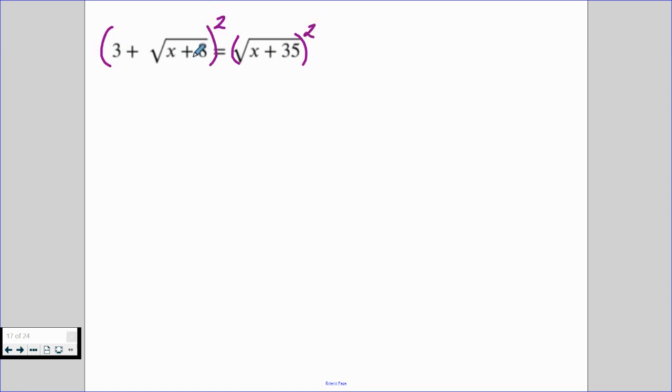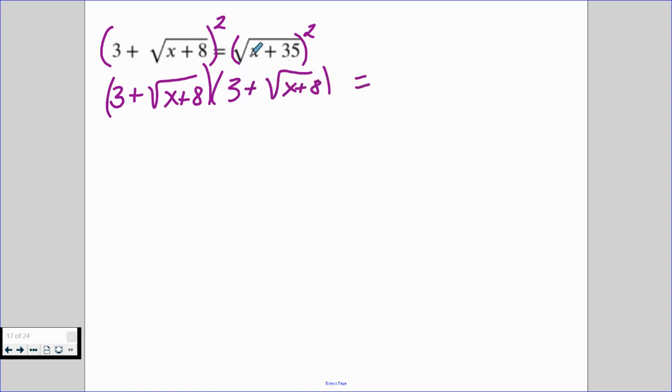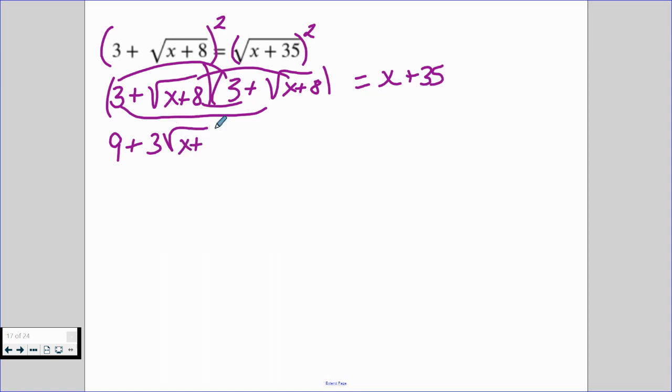And just like with the last one, we have two terms in this binomial. So we want to multiply it twice. And then the x plus 35 just comes out of that one. And so again, we're going to multiply each one here. We get 9, 3 times 3, and then we're going to get 3 square root of x plus 8, and again, 3 times the square root of x plus 8. And then when we multiply the square root of x plus 8 by itself, that comes out. And over here, we just bring down the x plus 35.